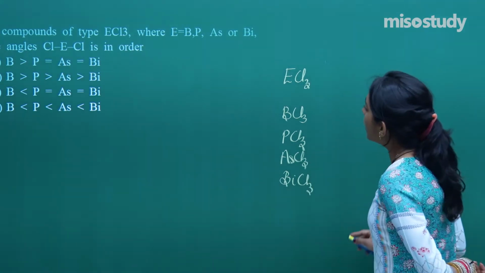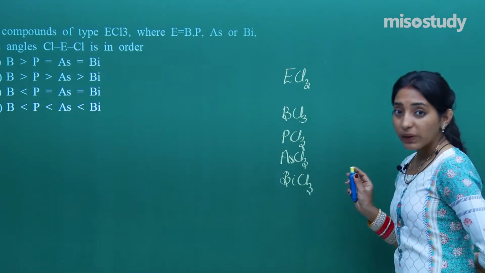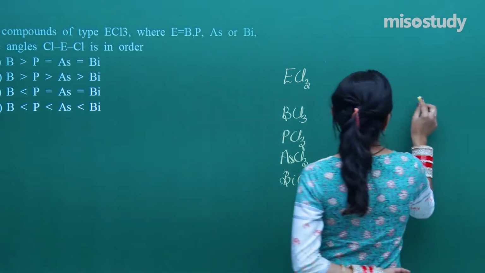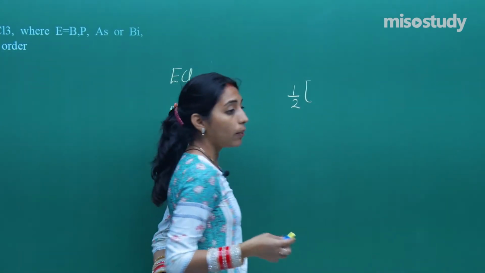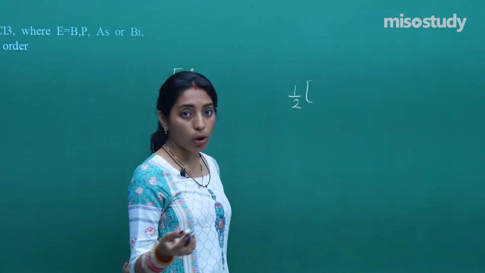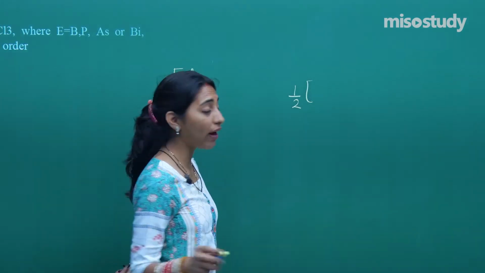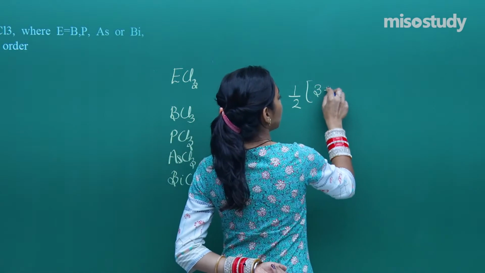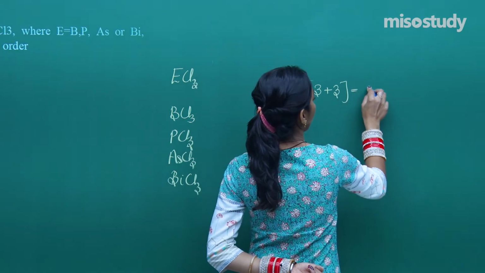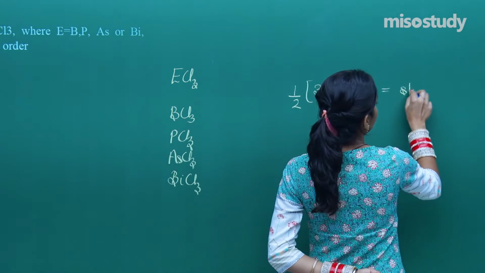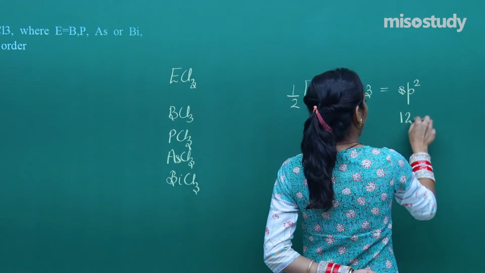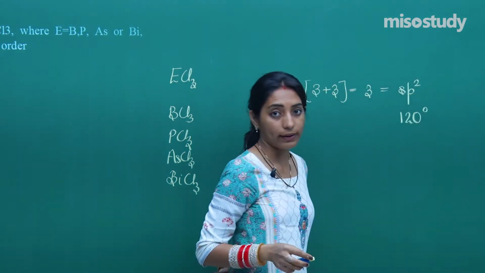Okay. Now see, when I talk about BCl3, if I try to figure out half, then boron is atomic number 5. So the number of valence electrons is 3, plus 3 chlorines, making it a total of 6. Right? That means BCl3 is sp2 hybridized, so the bond angle will be 120 degrees.